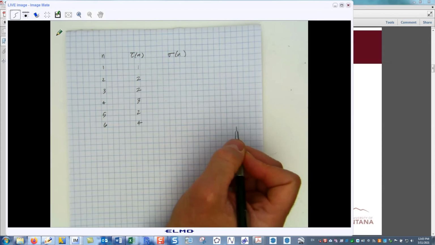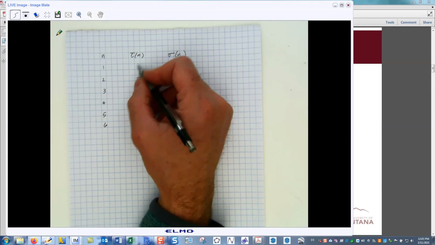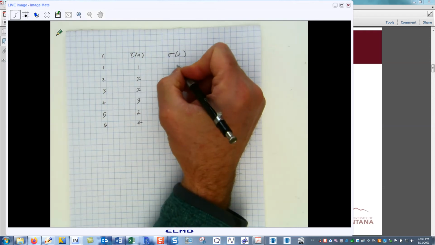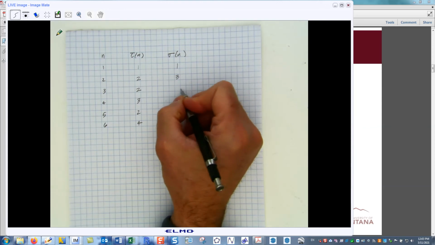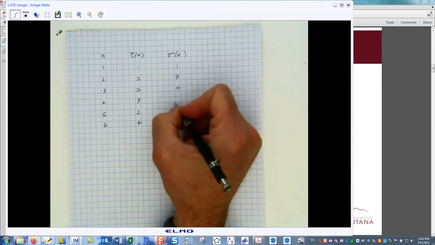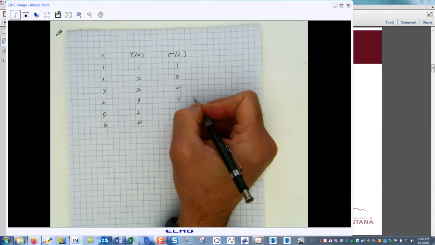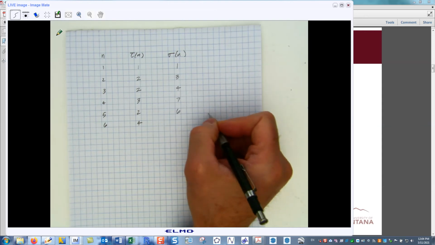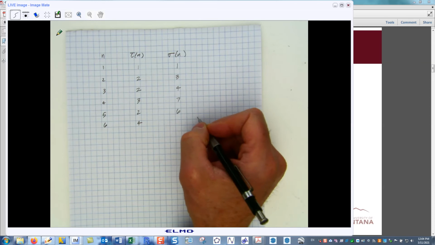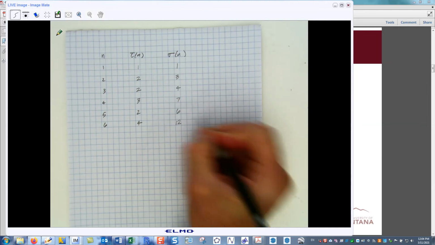So there's 4. Okay, so sigma of n is then just the sum of these divisors. The sum of the divisors of 1 is just 1. The sum of the divisors of 2 is 3. The sum of the divisors of 3 is 4, right? It's 3 and 1. The sum of the divisors of 4 is 4 plus 1, that's 5, plus 2 more, that's 7. The sum of the divisors of 5 is 5 and 1, or 6. And the sum of the divisors of 6 is 1 plus 2 is 3, 3 plus 3 is 6, and then we add 6 to that, which is 12.